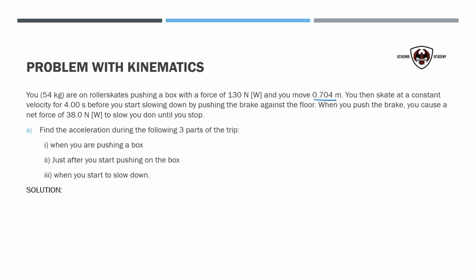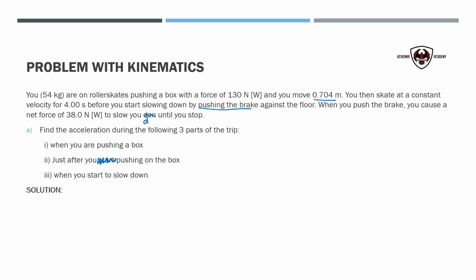Then you skate at a specific, constant velocity, and that's without a box. So that's when you stop pushing the box, and you're just basically skating with no box to push, and then you start slowing down. And you're pushing on the brake now on your roller skates, and then you're causing a force in the opposite direction, which will actually slow you down until you stop.